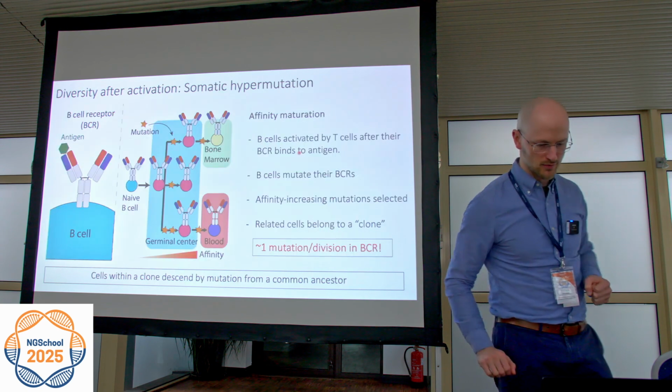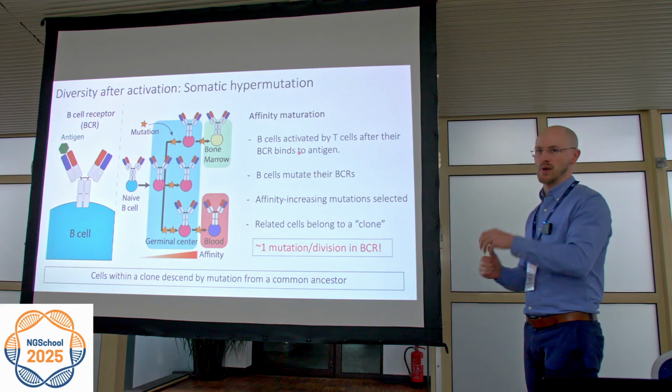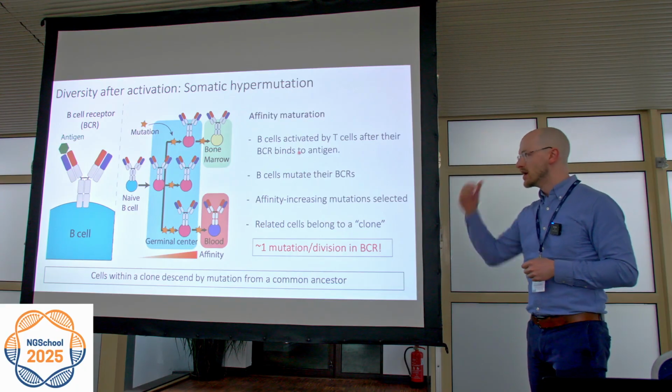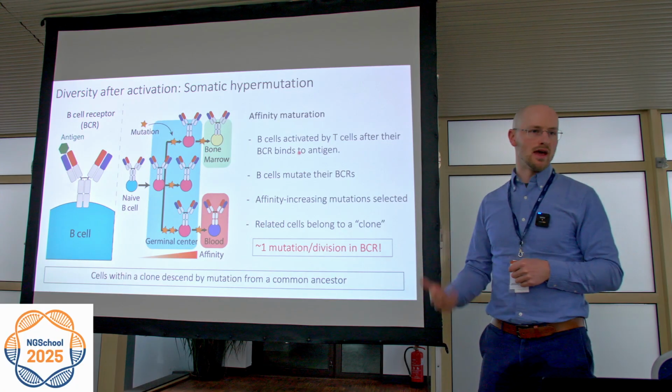But wait, there's more. So after B cells are activated by binding to some kind of antigen, they undergo an additional process called somatic hypermutation and affinity maturation.